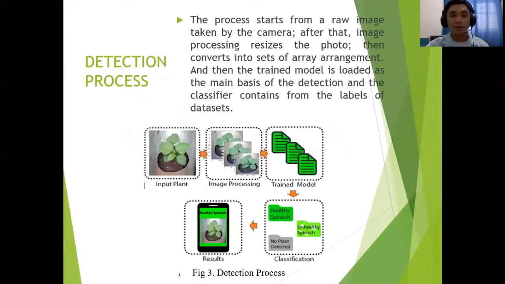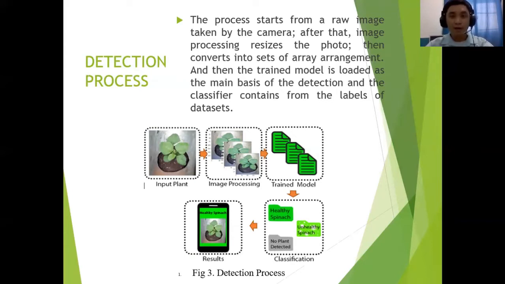Then is the detection process. So figure 3 shows the detection process. The process starts from the raw images taken by the camera. After that, the image is processed, resizing the photo. Then after it is resized, it will be converted into a segmentation of array.